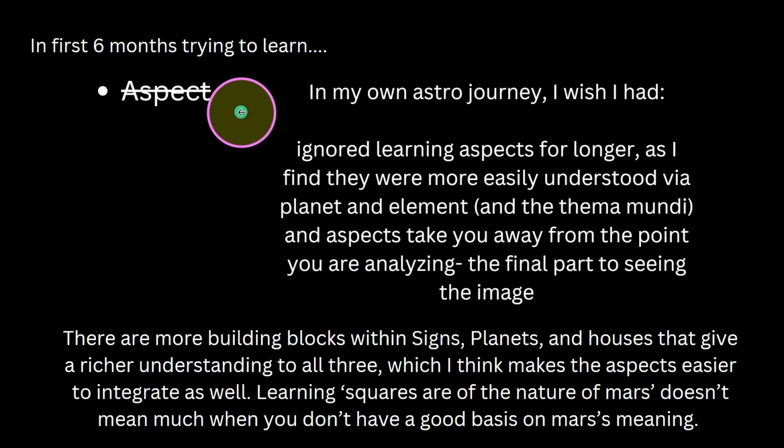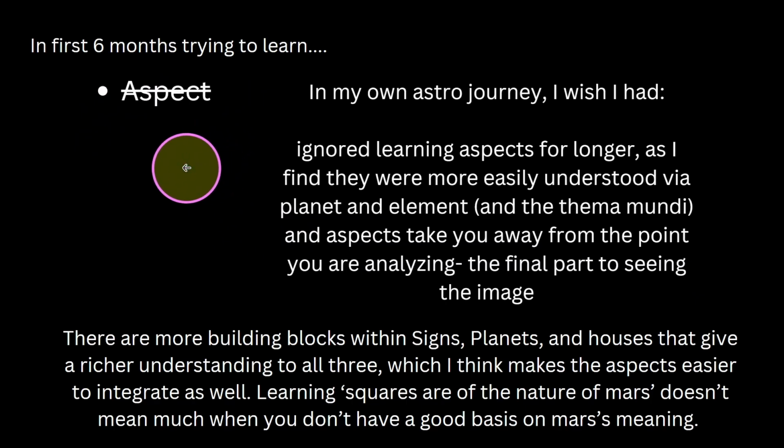So, in my first 6 months of trying to learn aspects, I wish I had ignored learning aspects for longer, as I find they're more easily understood when you have a better understanding of planets and elements, when you've been exposed to the thema mundi and you can track it a little bit. And aspects take you away from the point you're trying to analyze. If you want to tell someone about their Mars, obviously you have to tie in the aspects to Mars. But again, if you don't have a handle on what Mars is, what the planet that's aspecting Mars is, what the signs they're in are, how are you going to put it together?